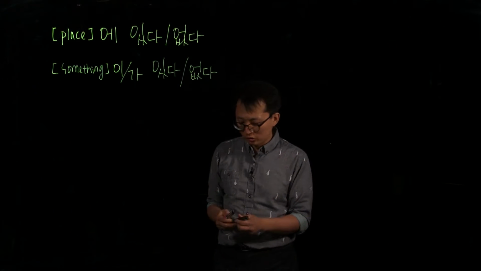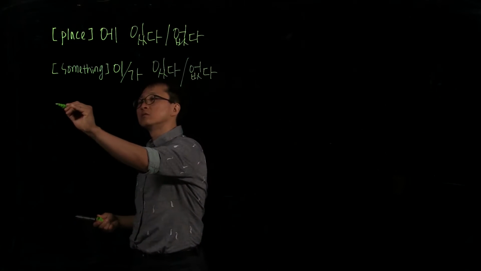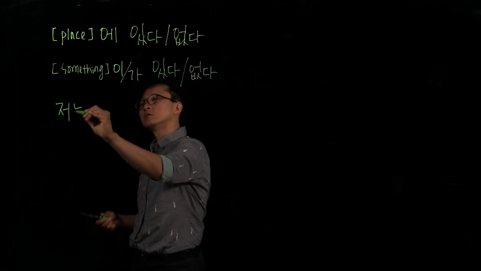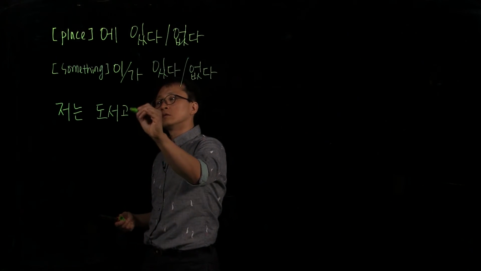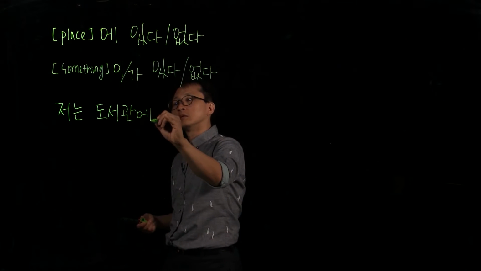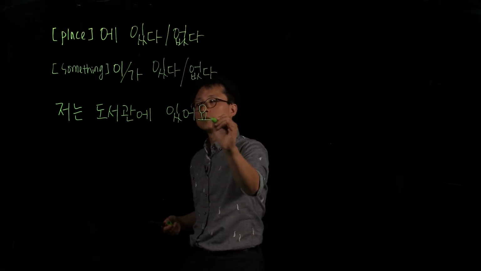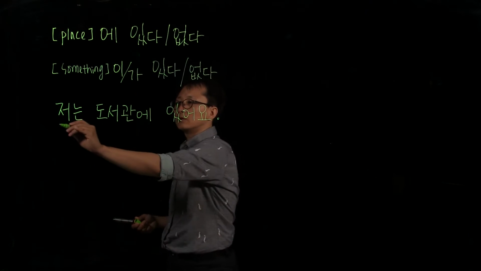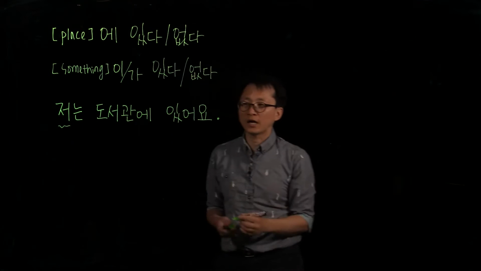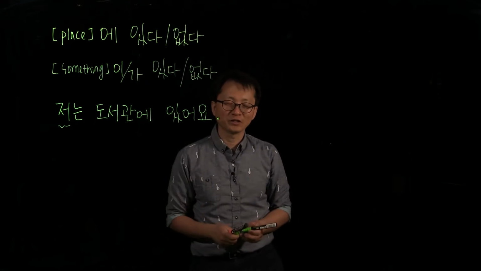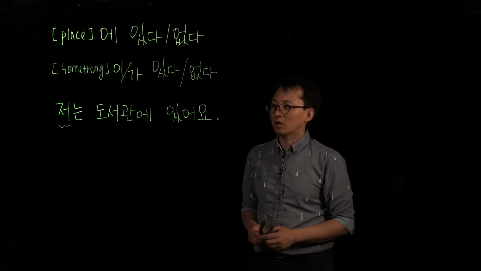저는 something. For example, 저는 도서관에 있어요. You are talking about yourself, 저, and okay, this is location, 있어요. So I exist in the library. So that means I am in the library. You are supposed to be in the library.